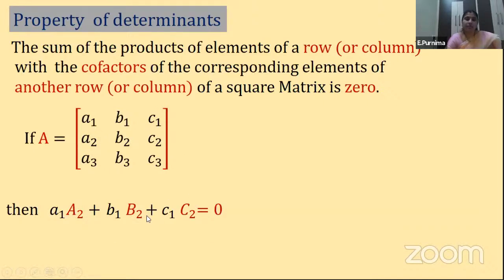Is it clear? And the same thing, I'm just writing with all the rows, children. The same A1 can be multiplied with the cofactors of the third row also. Yes, A1 A3 plus B1 B3 plus C1 C3. Then also it is 0.